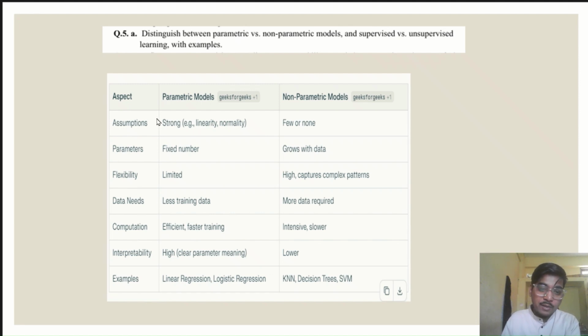The interpretability of parametric models is high, that is, it gives clear parameter meaning. Whereas in non-parametric models, interpretability is quite lower. Examples of parametric models include linear regression, logistic regression, etc. Whereas examples of non-parametric models include KNN, decision trees, SVM, etc.